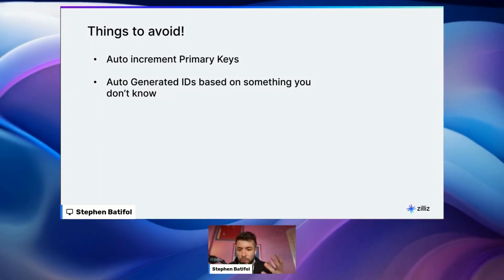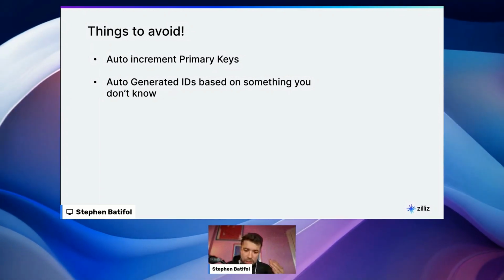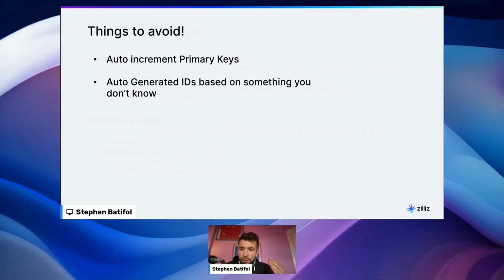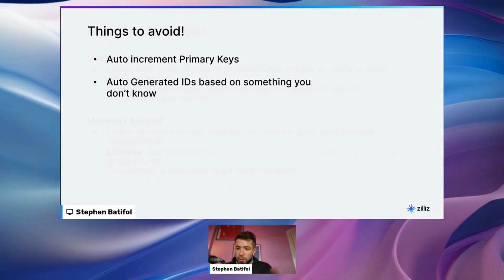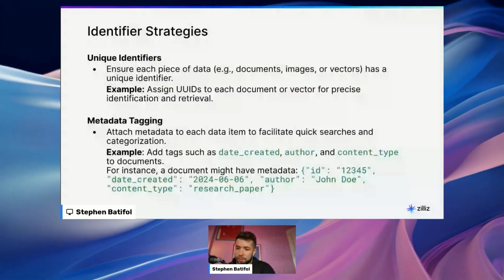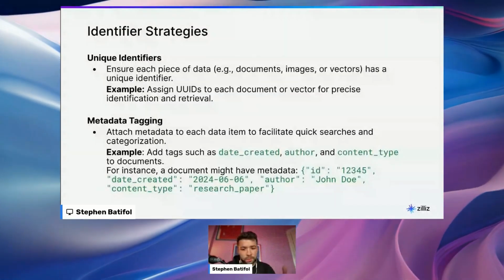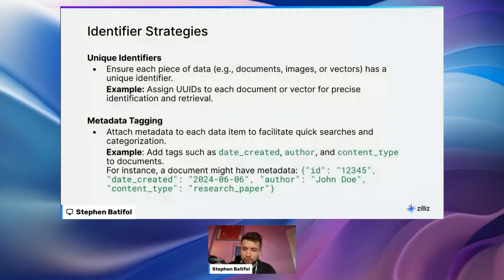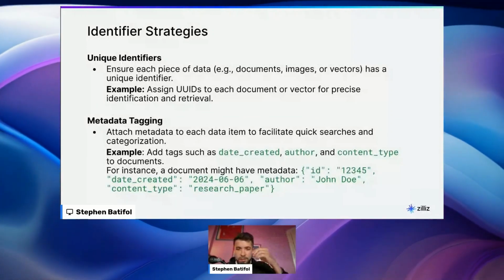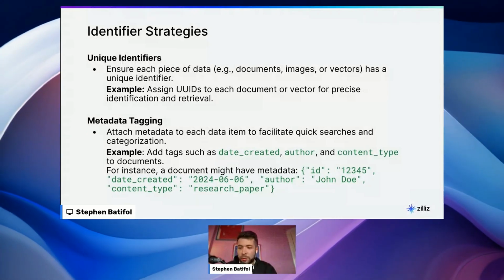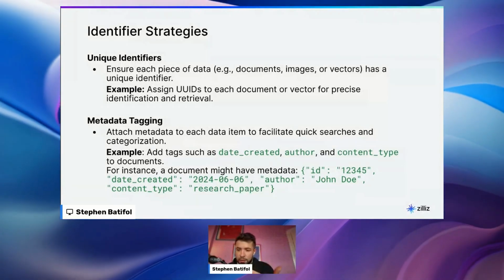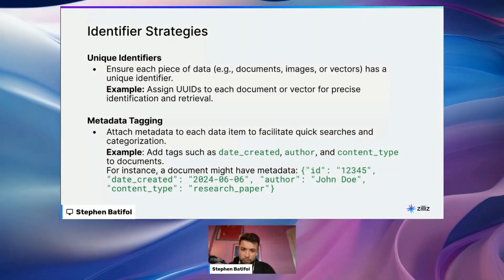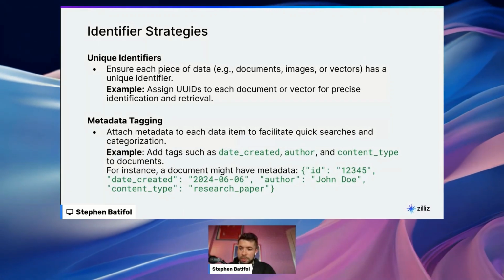So then you have different strategies. You have unique identifiers. As I was saying before, you can use documents or an image or a vector, but you have to make sure that each piece has a unique identifier. So maybe you want to assign a UUID to your documents or to your vectors, so that you can identify them and retrieve them when you want to make an update.